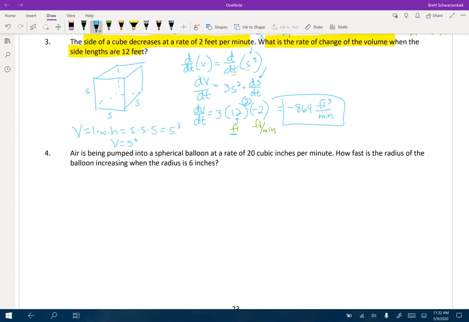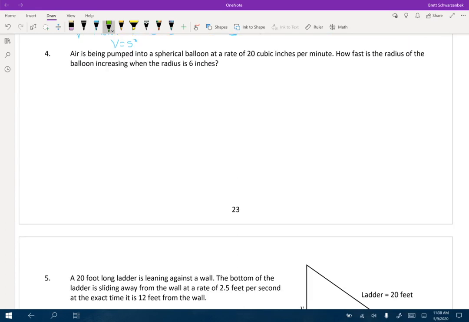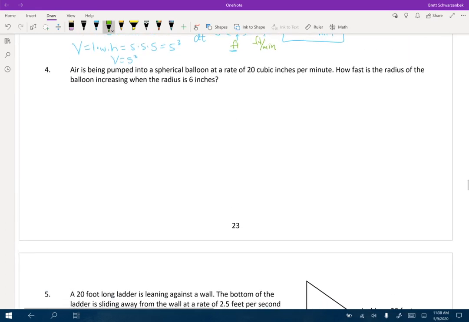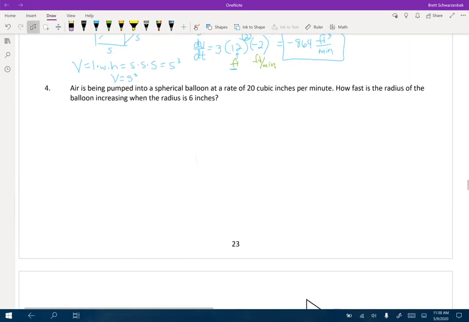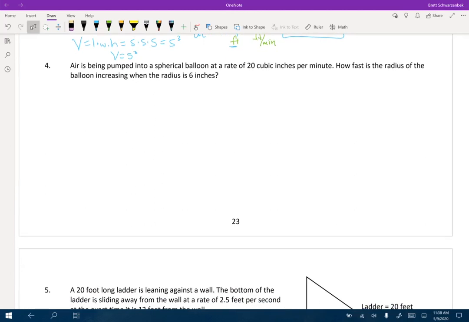Okay, so let's move away from sharp edges, straight edges, and move towards a more circular object. Air is being pumped into a spherical balloon at a rate of 20 cubic inches per minute. How fast is the radius of the balloon increasing when the radius is 6 inches? Most balloons aren't perfect spheres, but again, for the purposes of our problem, we're going to assume that.